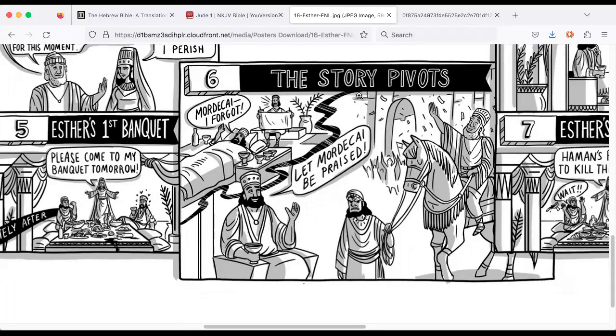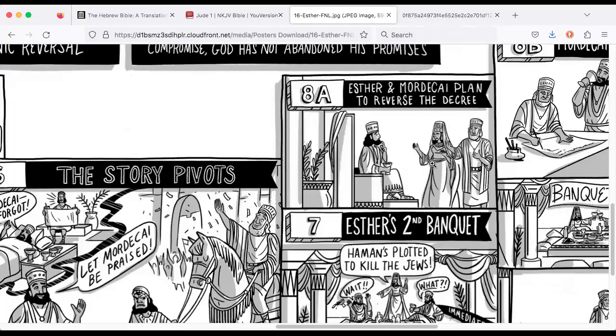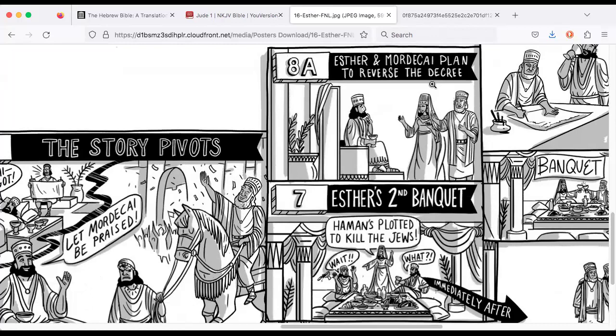So this is where the story pivots, because now the honor is going from Haman to Mordecai. And then what happens is that Esther and Mordecai plan to reverse the decree.